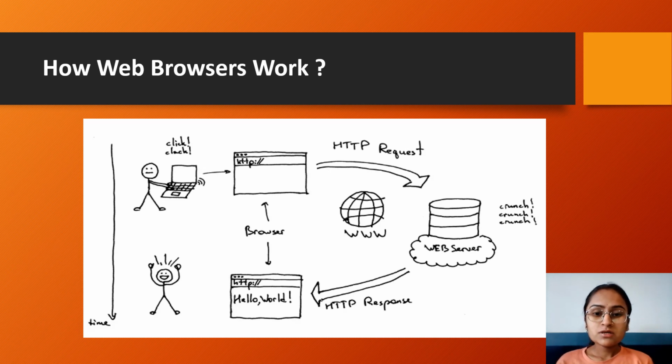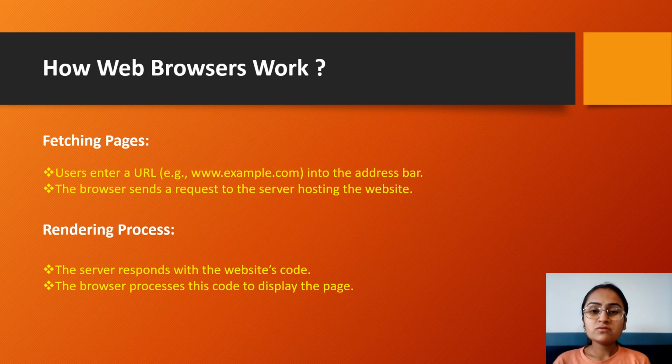Now, how a web browser works. This is the image which explains how a web browser works. Let's see the theory about it. First of all, fetching pages. The user enters a URL into the address bar, then the browser sends a request to the server hosting the website. Now the rendering process: the server responds with the website's code and the browser processes this code to display the page.